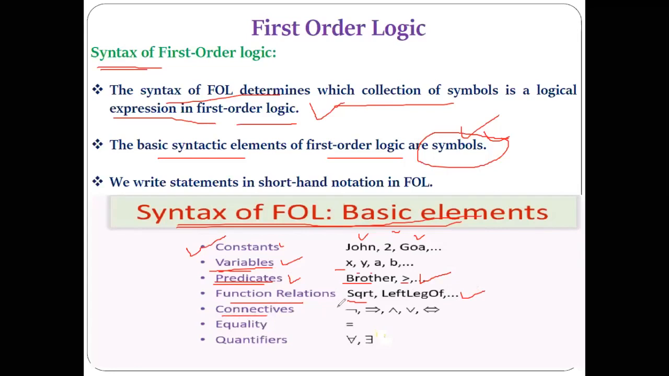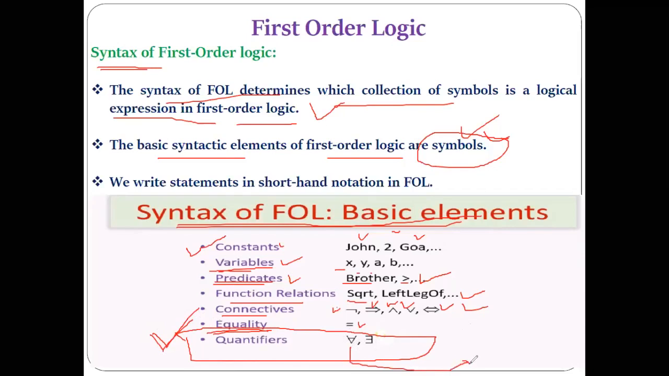Then connectives. Now, the same kind of connectives that we discussed in propositional logic also: negation, implication or conditional, conjunction, disjunction, biconditional or dual implication. So these things come under the connectives. Then the equality element. And most importantly, something which is new for you, the quantifiers, as another basic element of FOL. Now, this is one quantifier. You can see this is the reverse or inverse of the A, which is called the universal quantifier.